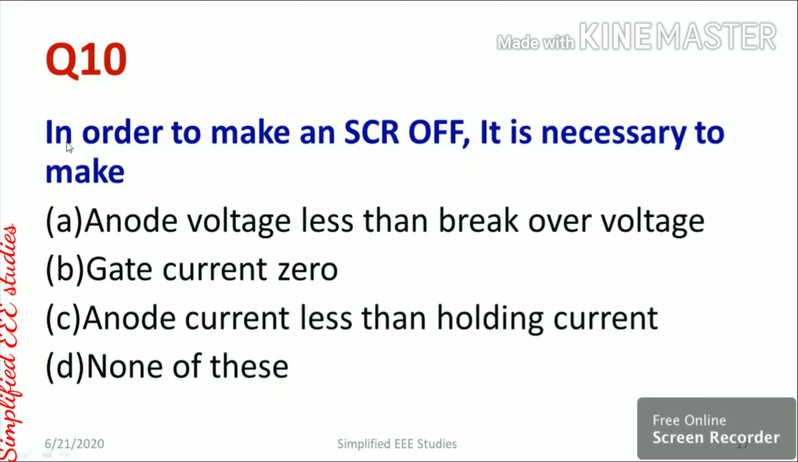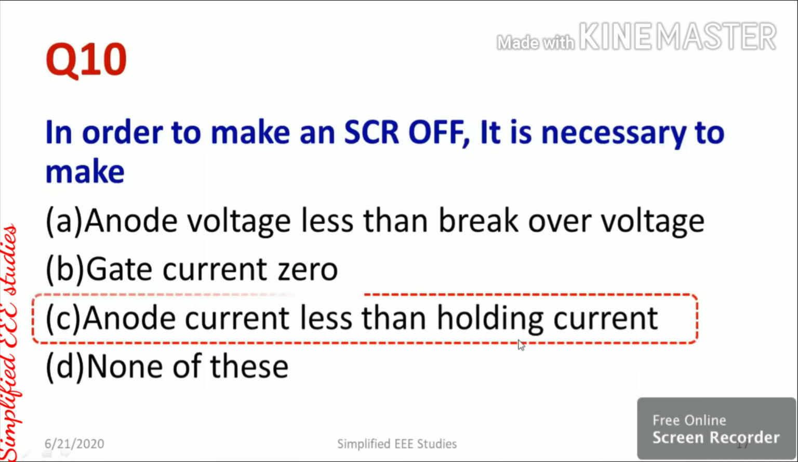Moving on to question number 10. In order to make an SCR off, it is necessary to make. SCR is nothing but silicon controlled rectifier. It is one of the family of thyristor. Option A, anode voltage less than breakover voltage. Option B, gate current 0. Option C, anode current less than holding current. Option D, none of the above. That means in order to turn off an SCR, it is necessary to make anode current less than holding current. Now let us discuss something about SCR. So you can go for option C.